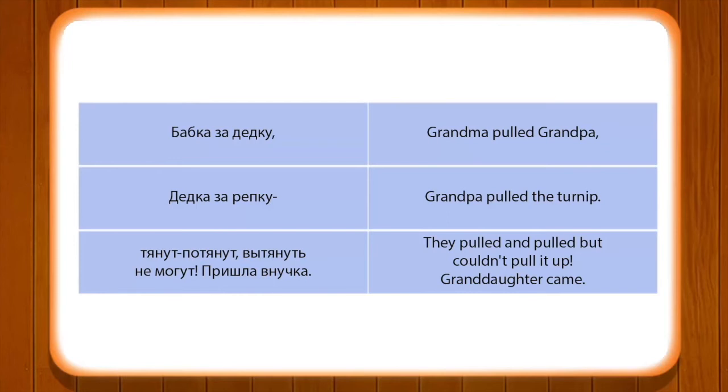So vnuchka za baapko, baapka za jetku. Baapka za jetku we have done earlier as well. That means the grandmother is behind, or the grandmother is helping the grandfather. So Babka za Jetku, Jetka za Repku, Chyanut pachyanut vychinit nimogut. That means they tried to pull it up, but they could not pull it up.